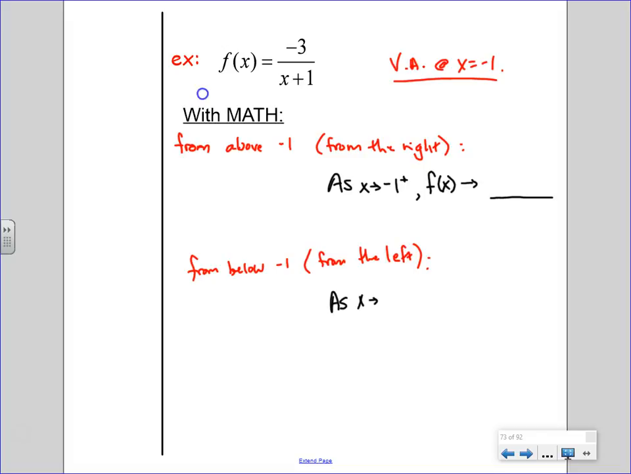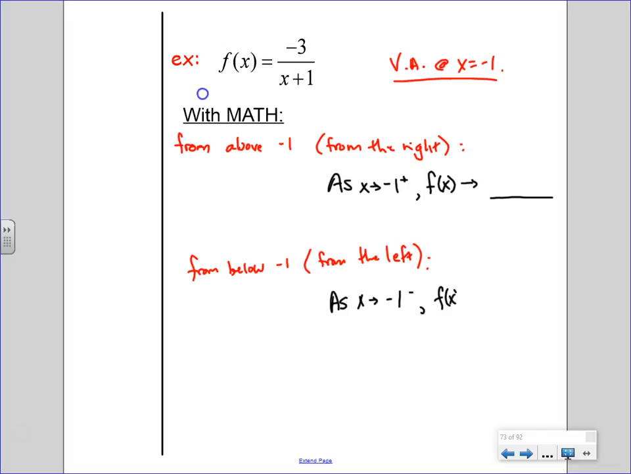And then what do you think I'm going to put for the notation from the left, or from below? Yeah, put a little minus in the exponent. It doesn't mean negative. The -1 is there, there's a negative in front, but the little minus doesn't mean negative, it means from below, from a little bit lower than -1.